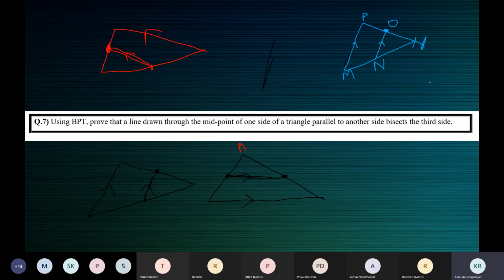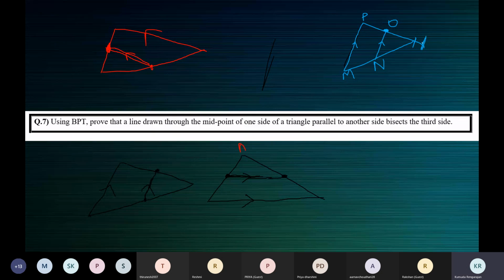Now tell me, what is the name of the triangle? This is H. Name the triangle. HPM, or PMH. PMH is the triangle. Which is the side on which we know the midpoint? HP. O is the midpoint of HP. That's given to you. So O is the midpoint of one side of the triangle.